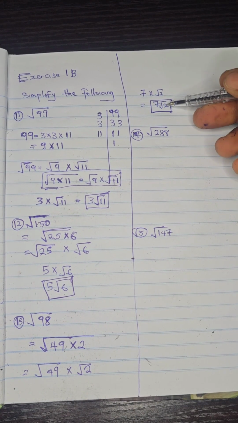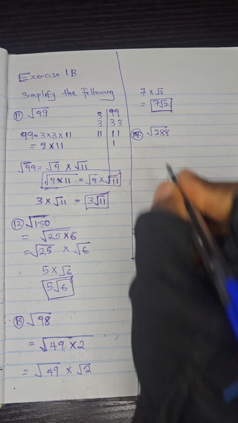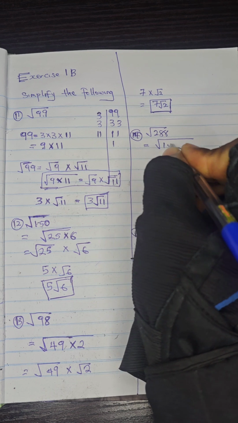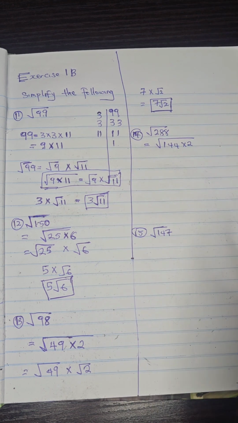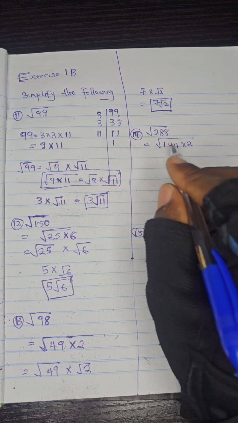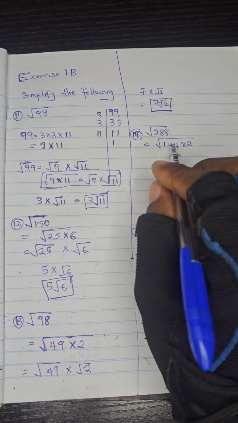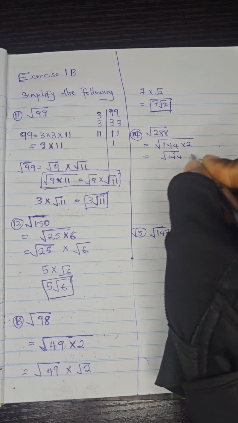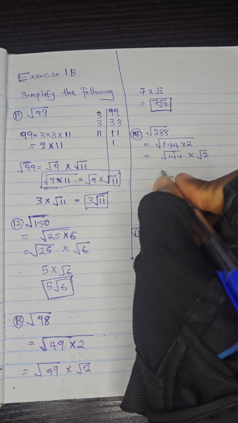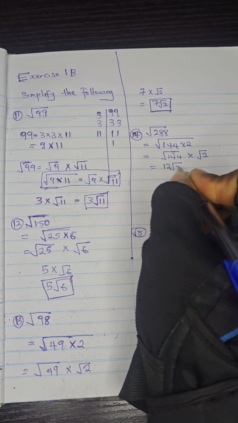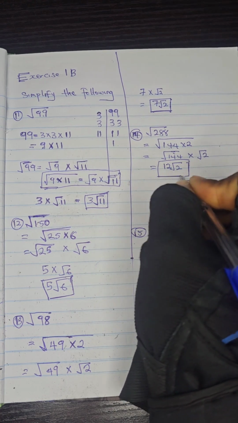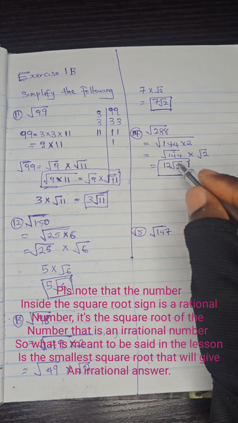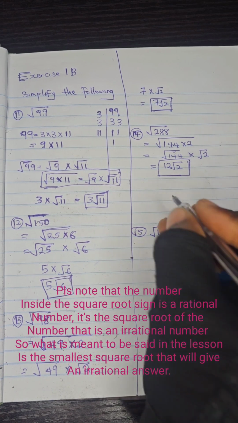So what I said here, I will explain it here. Now, this 288 is the same thing as square root of 144 times 2. Now, 144 is a perfect square because 12 times 12 is 144. So that's why I have to single it out and leave the 2. So it's equal to square root of 144 times square root of 2. My final answer is 12 root 2. Now, this is the final answer because this 2 is the least non-rational number that can be inside the square root.